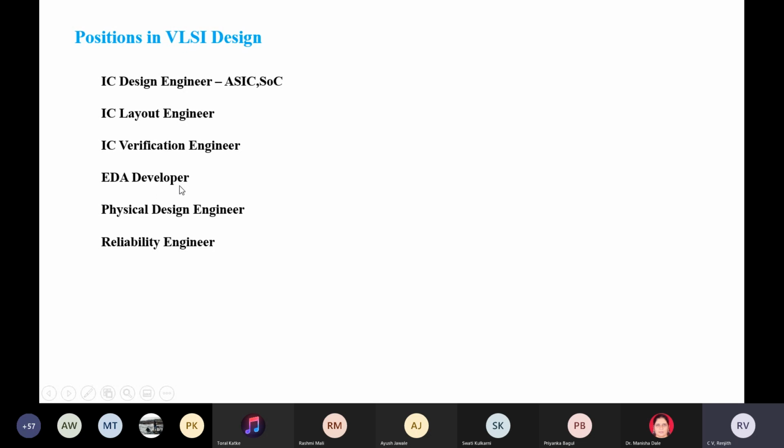There are companies like Synopsys, Cadence, and Mentor Graphics. All of them have R&D centers. So these are the various types of jobs in the core electronics domain.